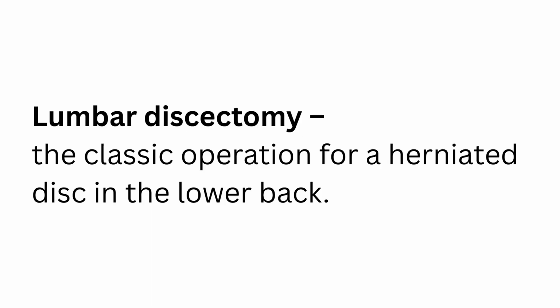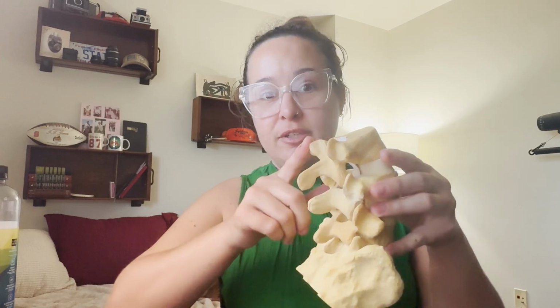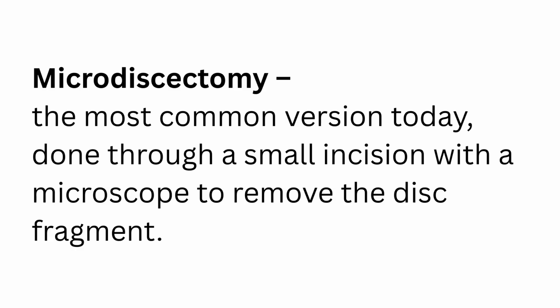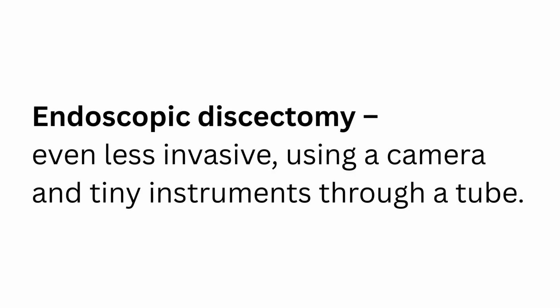So a discectomy can either be performed on its own or in addition to some other procedures. For a standalone procedure, you have a lumbar discectomy, and this classic operation is for a herniated disc in your lower back. Fun fact, this little model is actually your lumbar spine. Yours might be a little bit bigger than this or smaller than this. I'm not going to judge you. A microdiscectomy, the most common version done today, is done through a small incision with a microscope to remove the disc fragment. And lastly, an endoscopic discectomy, which is even less invasive, using a camera and tiny instruments through a tube.